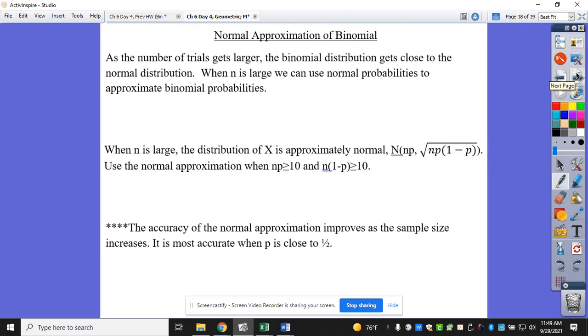So I'm giving you a binomial scenario. See if I can pull it up really quick. Probably won't.